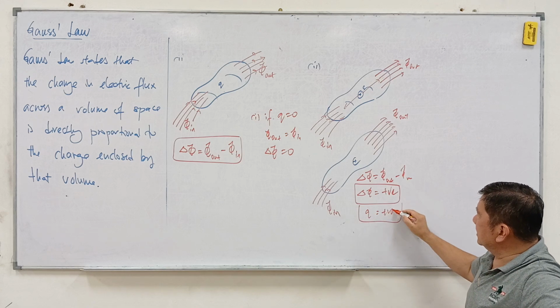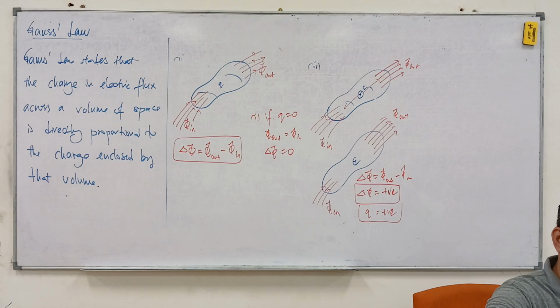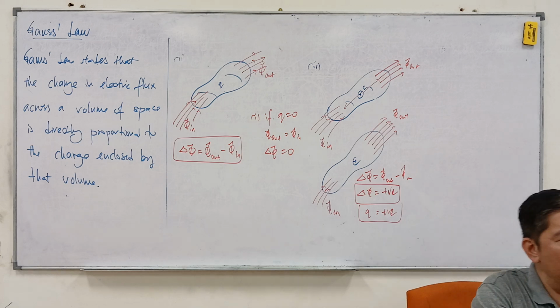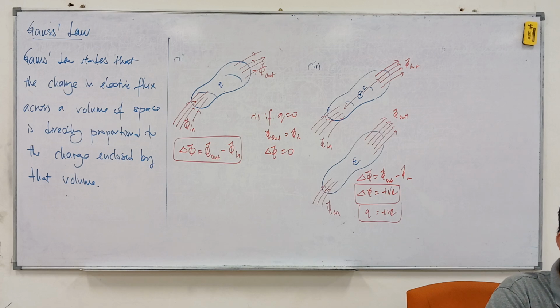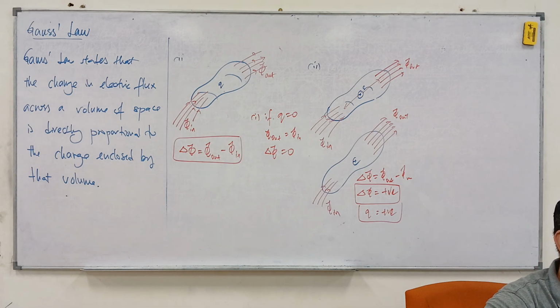So our conclusion is this. If you have a positive charge covered by a space, even though you don't know whether the charge is positive or not, when your electric flux enters and comes out, and the difference between the two fluxes is a positive value, then you can confirm that inside there must be a positive charge. Alright? So remember this, the statement by Gauss. The second one is this.